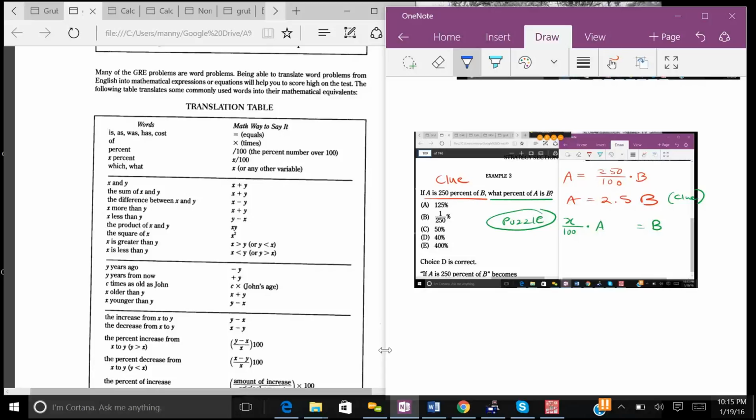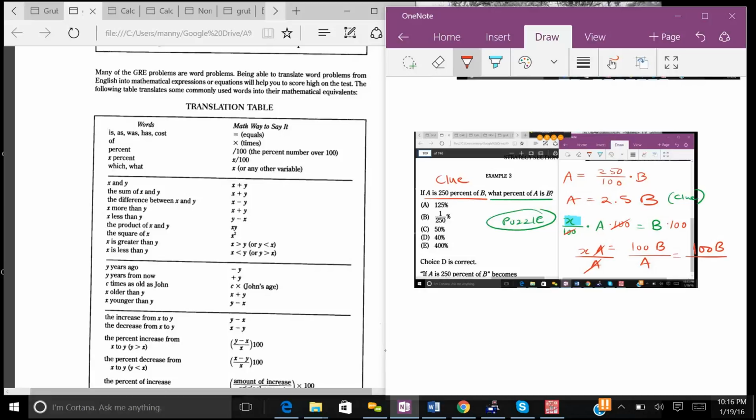Okay, we need to isolate X to find what it is. Now, how do I get rid of all these things on the left side? I need to multiply the left side by 100. What happens? 100 and 100 cancel, right? X times A equals 100 times B. And I have to divide by A. A and A cancel.